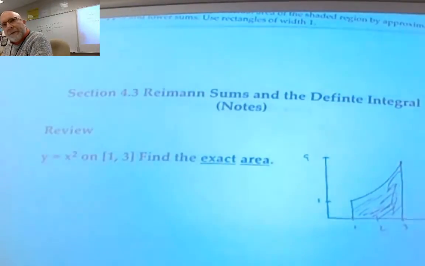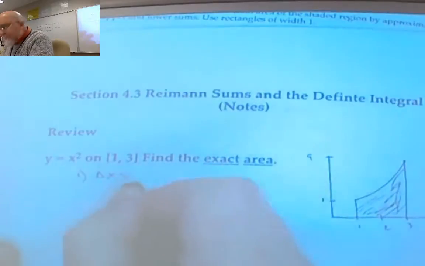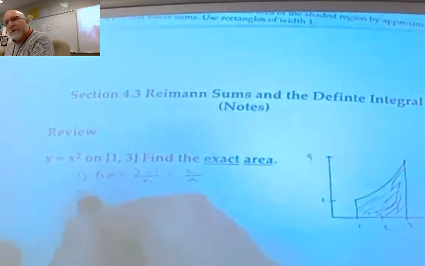What's the first step you want me to do? Find delta x. Okay, 1. Delta x equals, I'm ready, 3 minus 1 over n, which is 2 over n. Perfect.